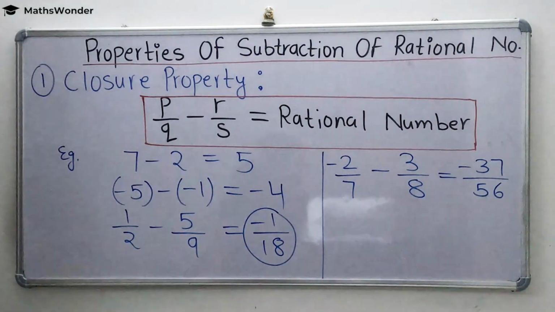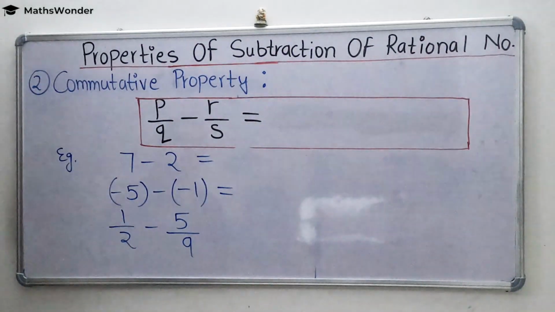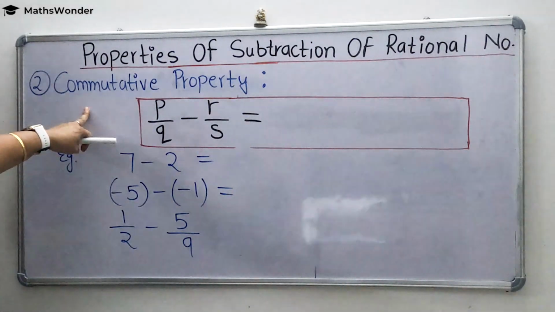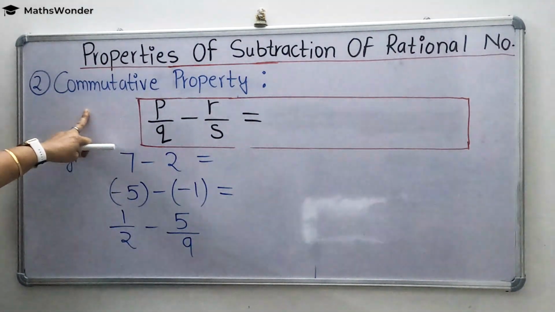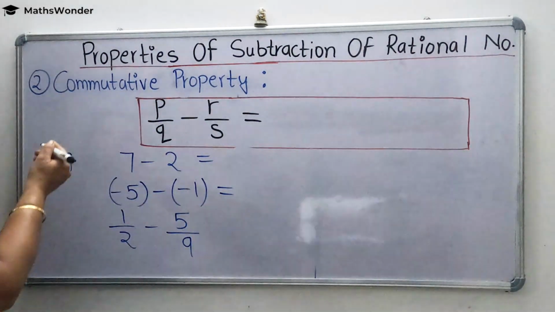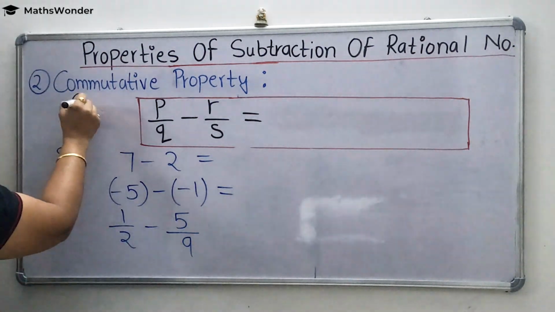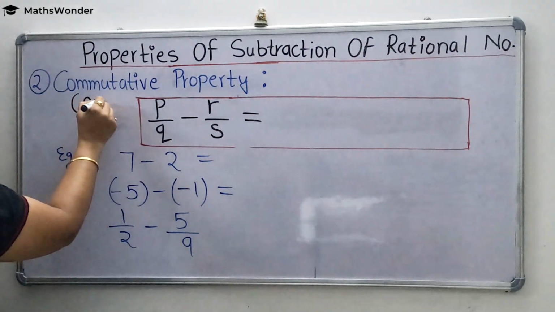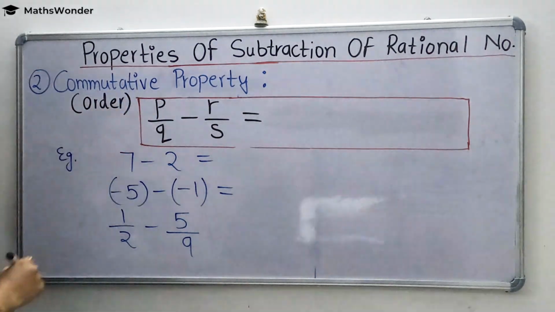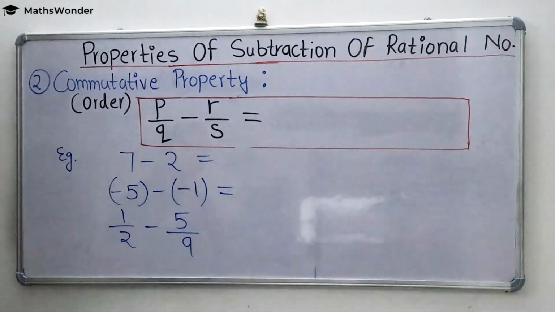Now come to the second property. The second property of subtraction is the commutative property. As you know, the word commutative comes from order. So this is called the order property also. So what is the format of the order property?